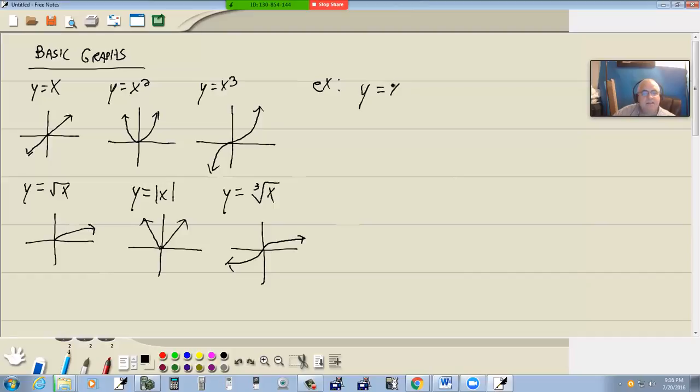So if I got y is equal to x squared minus 2. If you got a number at the very end or at the very beginning, this is going to shift it up or down. It's a vertical shift or translation. The minus 2 here means I'm going to shift it down 2 units. Now what that means is my graph still looks like the x squared, still that U-shaped graph. We're just shifting the entire graph down 2 units. So it looks like that.